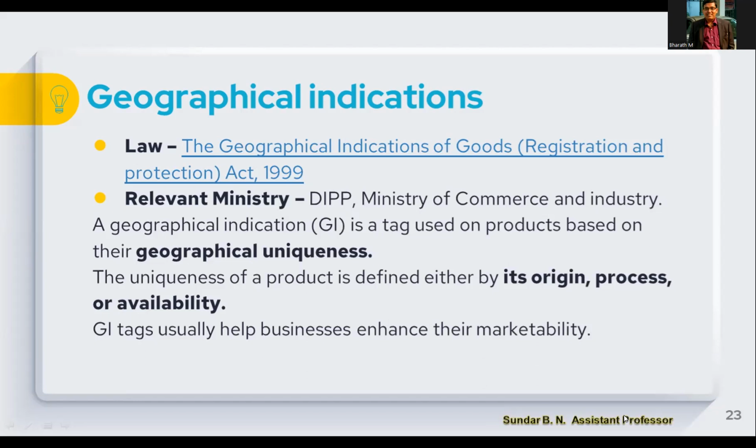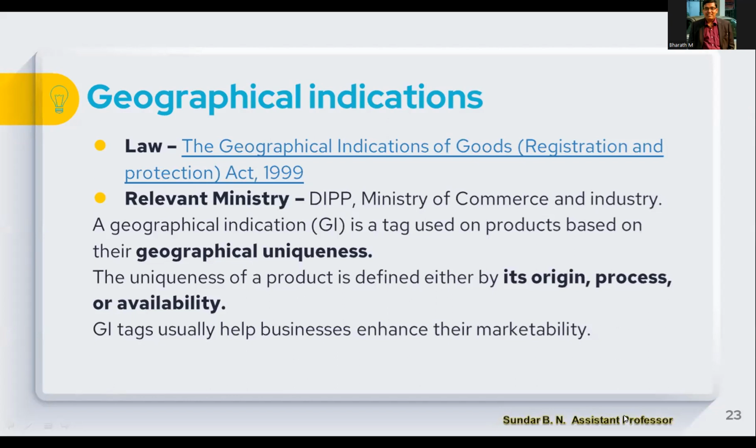Why should we study these geographical tags? Geographical indication tags usually help businesses to enhance their marketability. For example, if I come to know that Mysore Pak is famous in Mysore, or Mysore silk is famous in Mysore, or Kanchipuram silk is famous in Tamil Nadu, I can market relating to that product. So based on that importance, we have to study this.